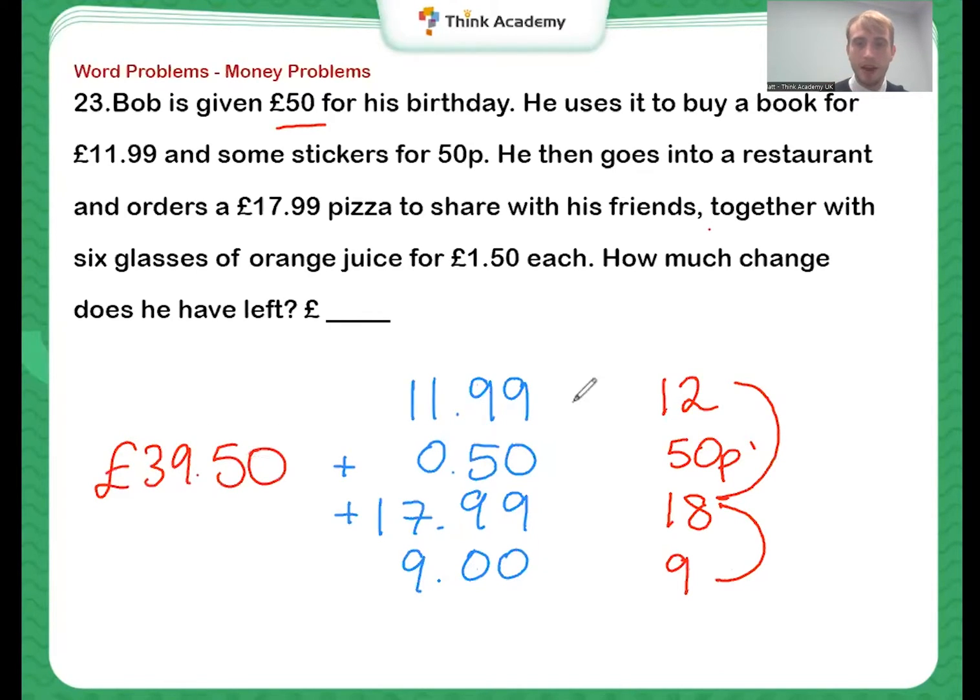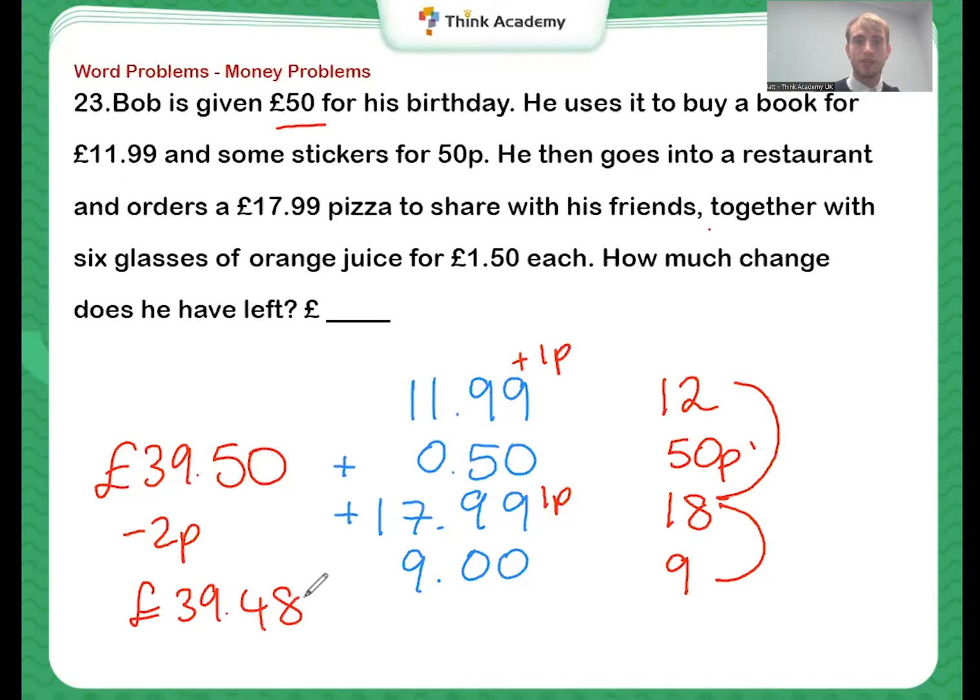Now remember, I added on 2 pennies here. It wasn't £12, it was £11.99. It wasn't £18, it was £17.99. So make sure you take away 2 pennies from your answer and you get £39.48.